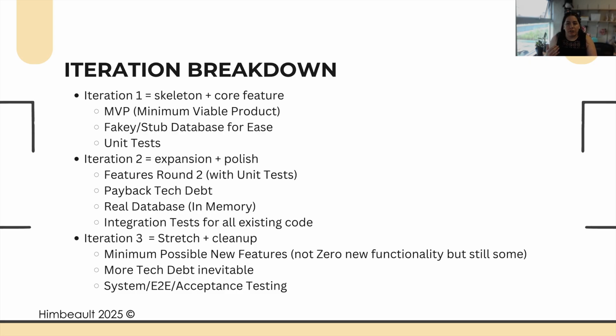Then we start with iteration 1, and this is going to be the skeleton code and a minimum core feature. So we're going to have a minimum viable product. At the end of this, we should have something that you could demo and say is working. Whatever you decide to get done is going to have unit tests associated with it.